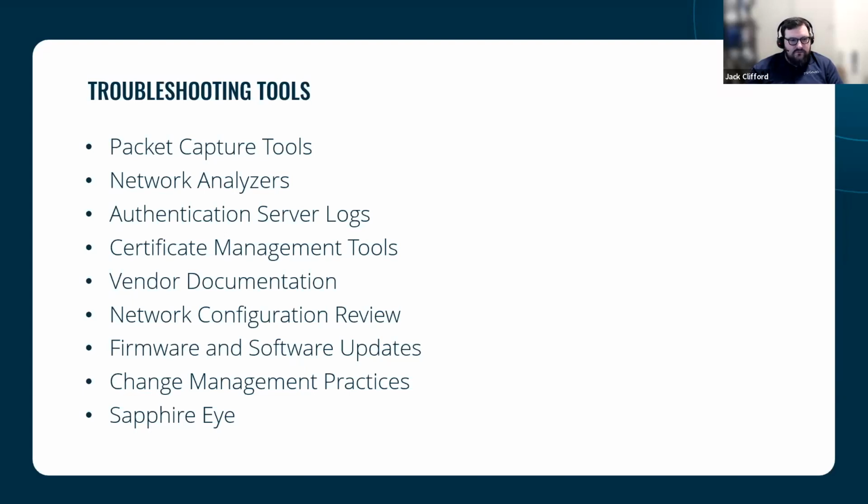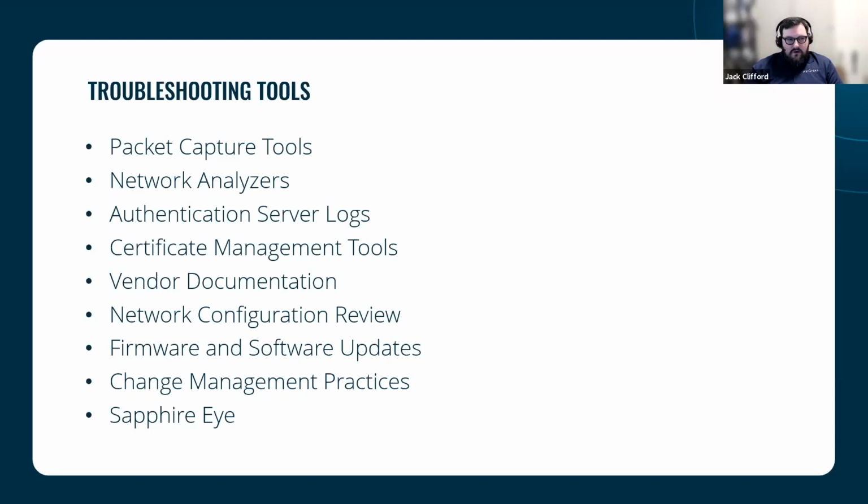Network configuration review, kind of just make sure that all your configs are accurate, consistent, but also that they're all compatible. Firmware, software updates, you want to make sure that things are up to date, so you're not running into a software bug that's causing some type of authentication issue. So the manufacturers will release updates for issues, improving compatibility between different EAP methods, and also some bug fixes.